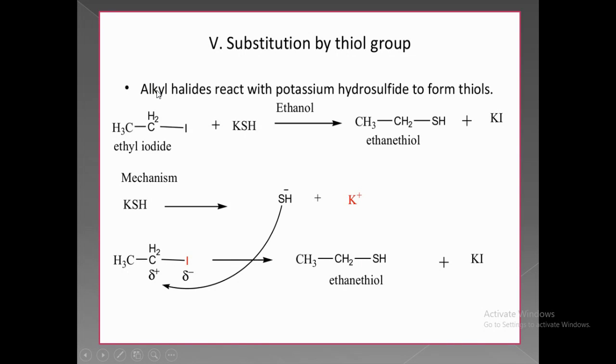Now, what we have to do again? We have to see the reaction of substitution by the thiol group. In this case, K is the positively charged species, SH is the negatively charged. From this, SH will be attached over the positive center, and I will be removed, which goes with the potassium to generate KI as a side product, potassium iodide, and here ethane thiol will be generated as the main product.